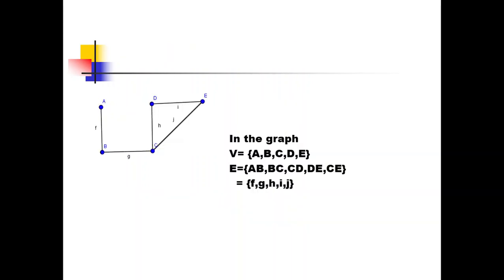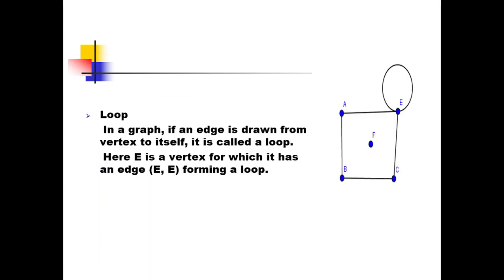This is an example of a graph. In this graph there are five vertices, A, B, C, D, E. That is an arbitrary notation; you can use V1, V2, V3, V4, V5 instead. An edge is a connection between two vertices, such as the connection between A and B, and between B and C. The edges here are F, G, H, I, J. There are five edges in this graph, and you can also name them E1, E2, E3, E4, E5. So that is an example of a graph.